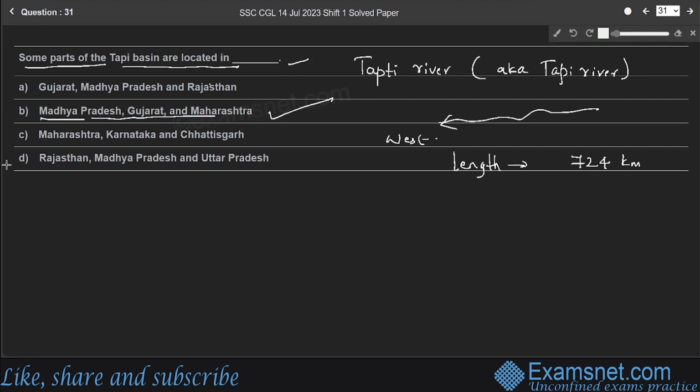The Tapti river originates from Multai, Betul district, Madhya Pradesh, and also from the Satpura range. So the Tapti river originates from Multai in Betul district of Madhya Pradesh. Therefore, option B is the answer.